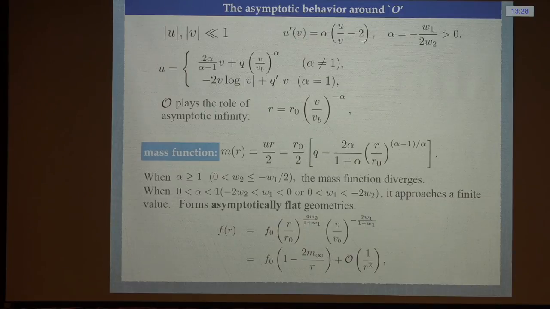Now I will show the asymptotic behaviors around the O. Around the O, U and V are very small, and then the equation is reduced to this form, and this gives us exact solutions in this form, and then the radius takes this form. So if alpha is positive, when V goes to zero, R becomes asymptotically infinite. And the mass function takes these forms. So when alpha is larger than 1, the mass function diverges at O. On the other hand, when alpha is from 0 to 1, it approaches a finite value and the geometry is asymptotically flat. So we are mainly interested in this case.